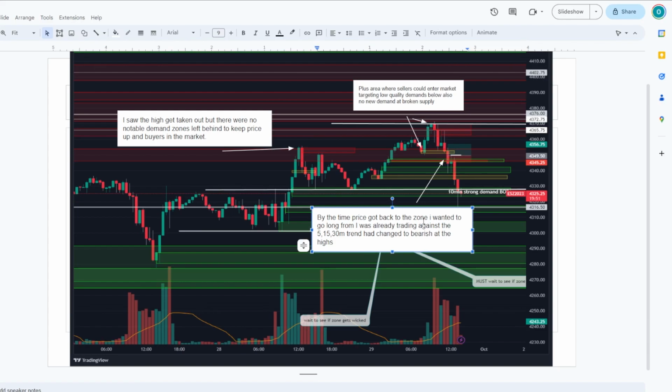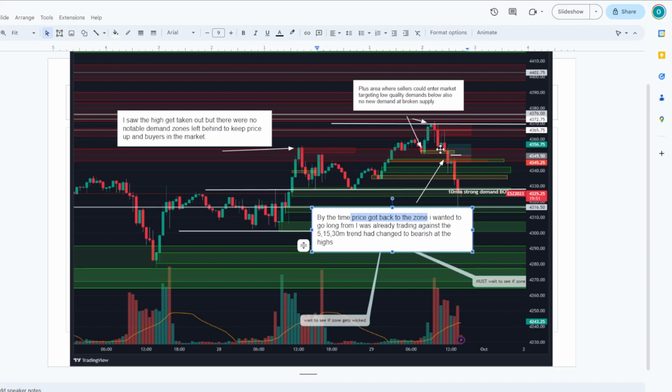By the time price came back to the zone I wanted to go long from, I was already trading against the trend on the 5, 15, and 30 minute. So by the time price pulled back to my zone, after this change of character happened, after all this bearish price action, the trend had changed to bearish on the 5, 15, and 30 minute. The only bullish time frame still intact was the 1 hour.